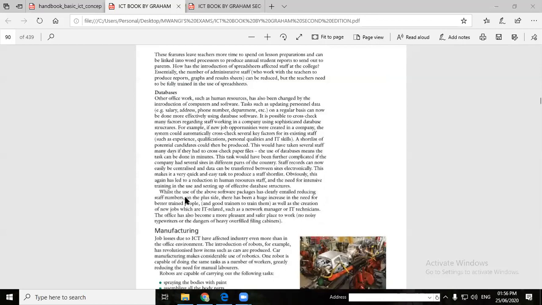Now let's look at the above software. By the use of the above software packages, it has clearly entailed reduced staff numbers. On the plus side, there is a positive side: there has been a huge increase in the need for better trained people. You need to be trained, and you need good trainers to train them, as well as the creation of new jobs which are ICT or IT related.